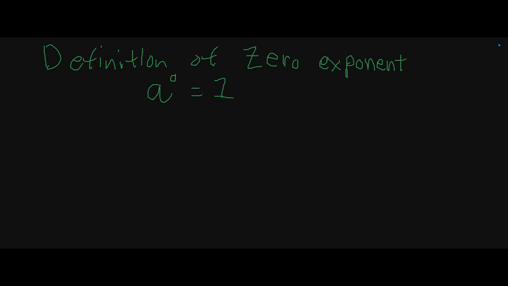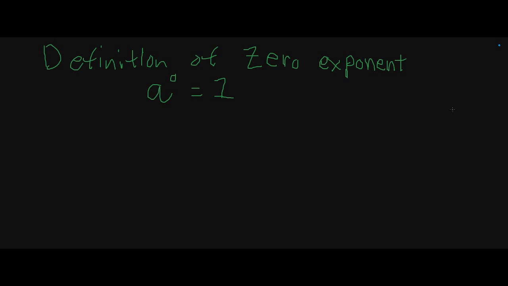Alright, welcome Algebra 2. In this video, we're going to talk about the definition of zero exponent, which is any number raised to the power of 0 is 1. Any number raised to the power of 0 is 1. So if you look here, any number, which is what A is representing, any variable, any number raised to the 0 is 1. I'm going to show you maybe one quick example of why that is the case, alright?